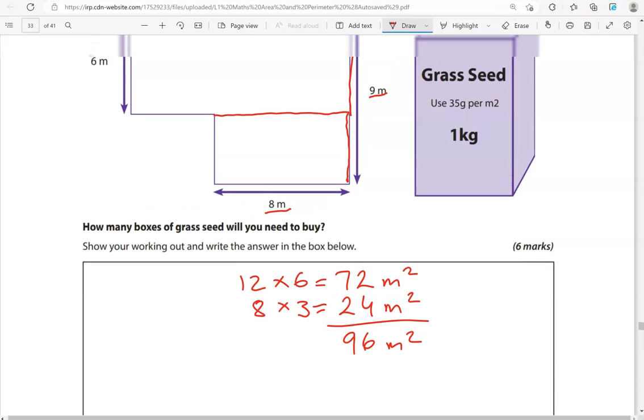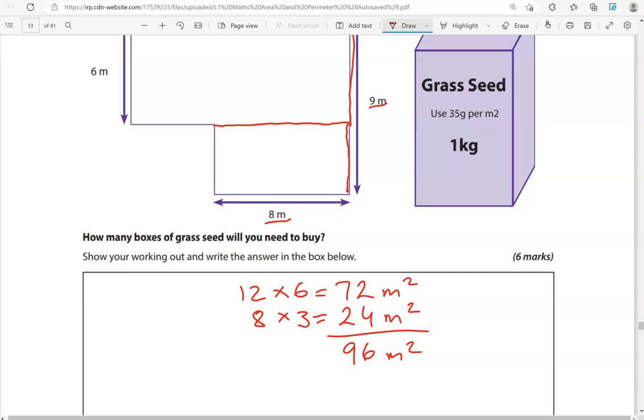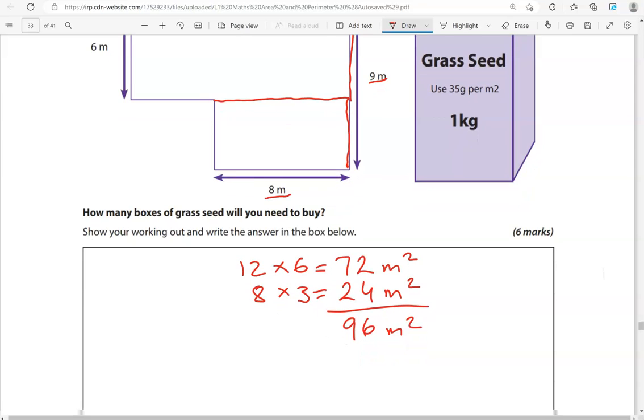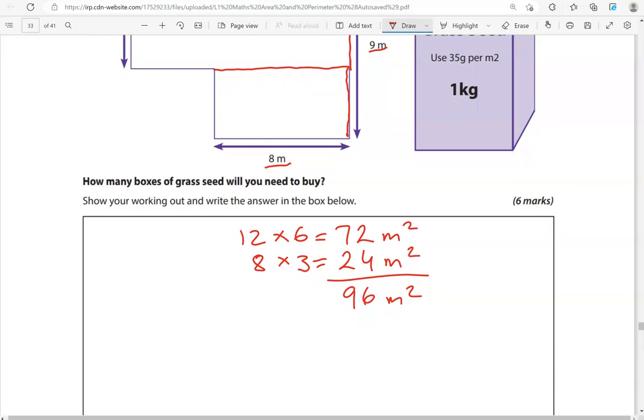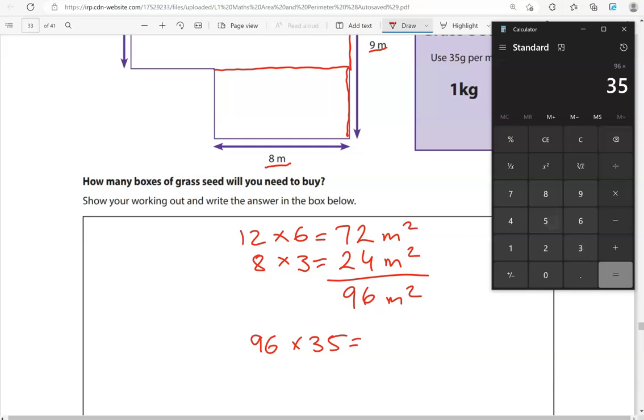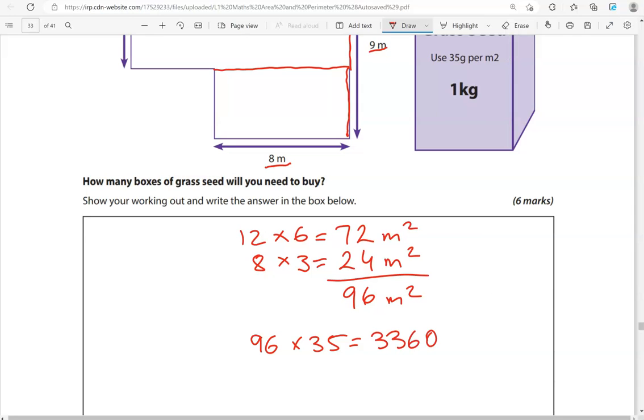Now the instructions say use 35 grams per square meter. So we've got 96 square meters, so we'll do 96 times 35, which is 3,360 grams needed. There are 1,000 grams in a kilogram, so this is 3.36 kilograms. If you divide 3,360 by 1,000, it gives you this number.